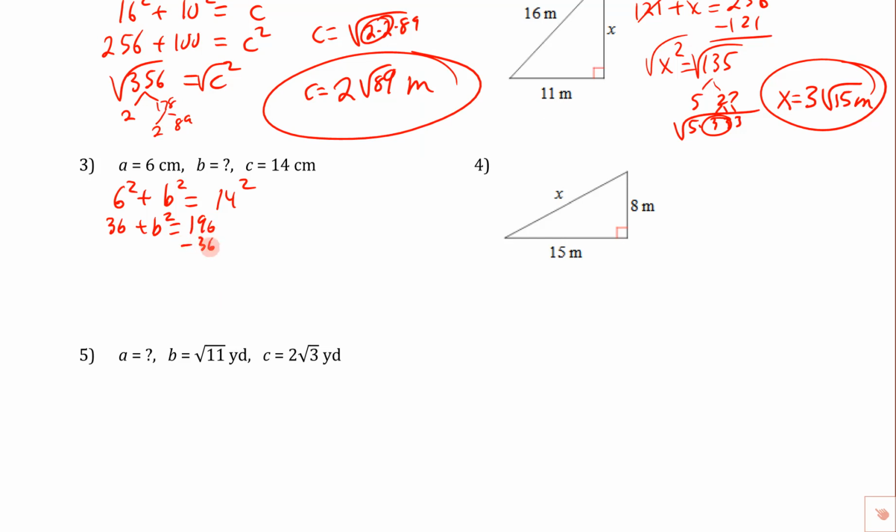196, we're going to subtract 36. So we get b squared equals, if you do that subtraction, you end up with 160. Now here's the cool thing about this.